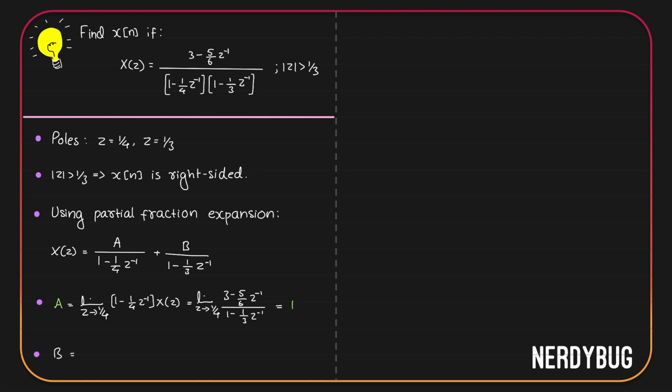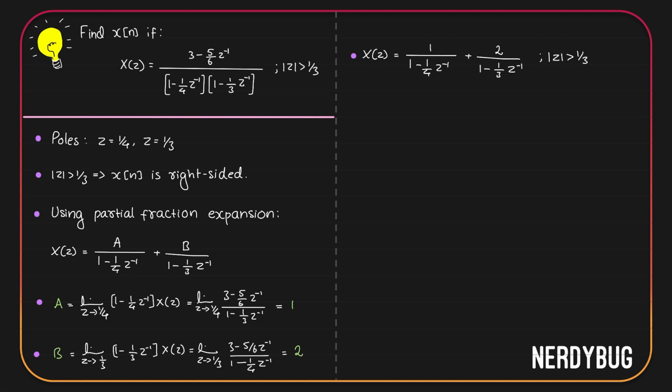Now let's try to find out b. B will be limit z tends to the pole corresponding to b, which is 1 by 3, 1 minus 1 by 3 z inverse multiplied by x of z. x of z is over here. If you multiply it with 1 minus 1 by 3 z inverse, this will get cancelled. So we get limit z tends to 1 by 3, 3 minus 5 by 6 z inverse divided by 1 minus 1 by 4 z inverse. If you give z equal to 1 by 3 here, this will become 2. So b is 2.